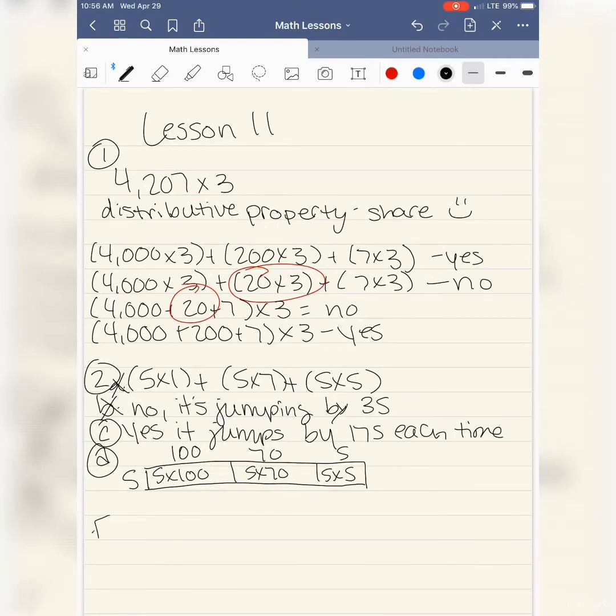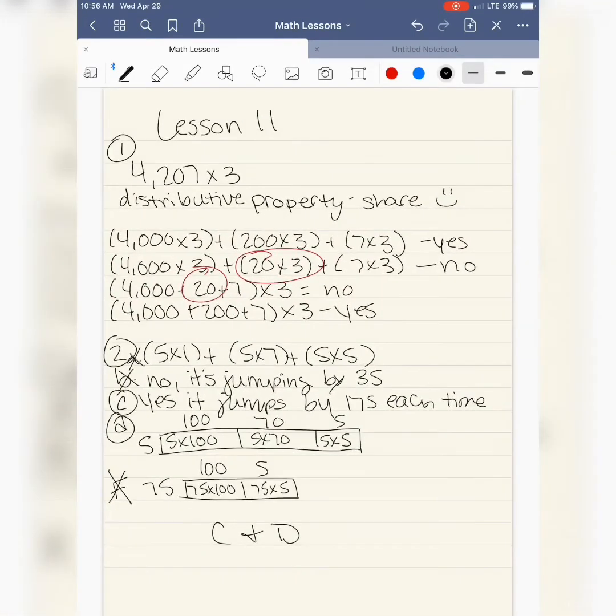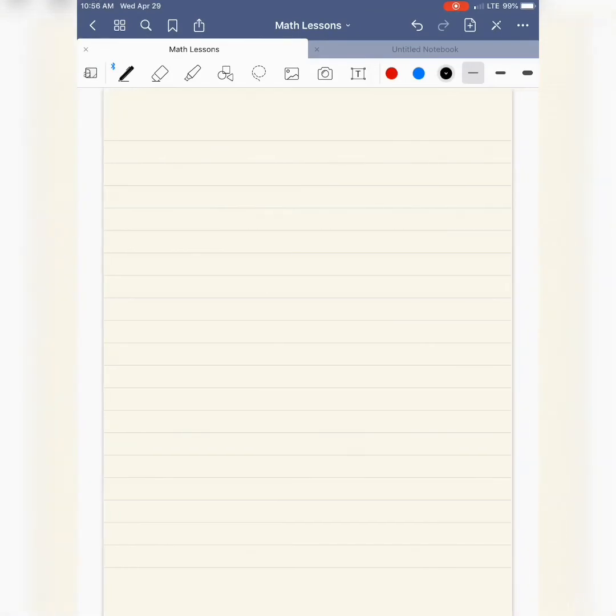F will not work because we're not saying 75 times 100 plus 5. We're saying 105, so we're saying 175 times 5. That one will not work. C, D, and E will work. All right, let's look at the last two.